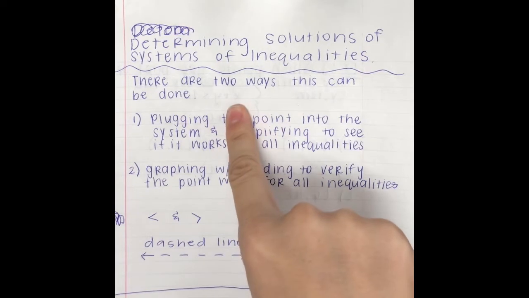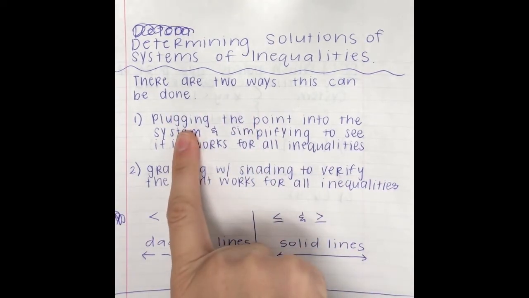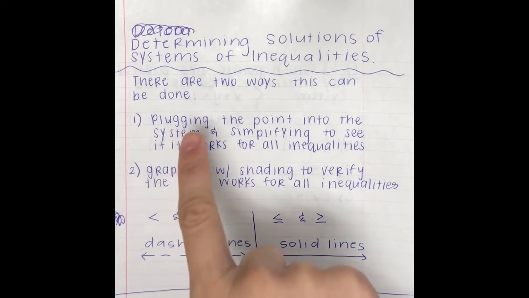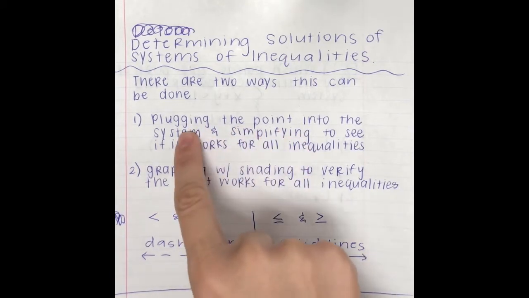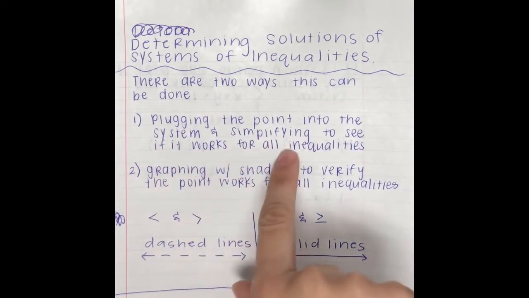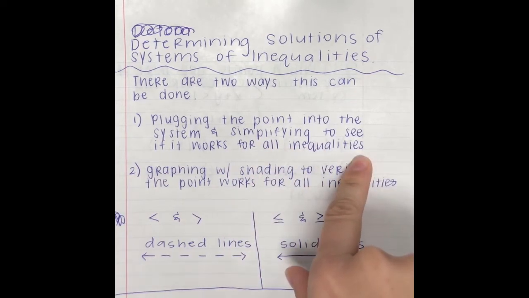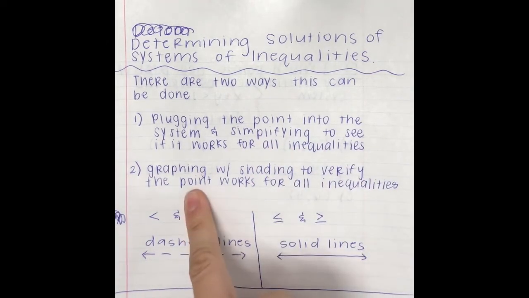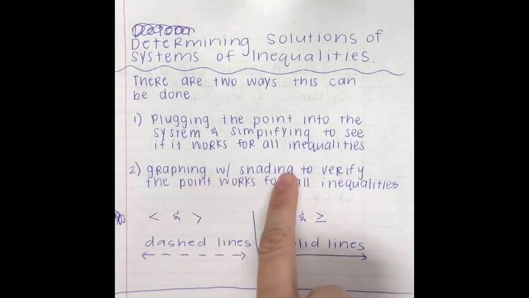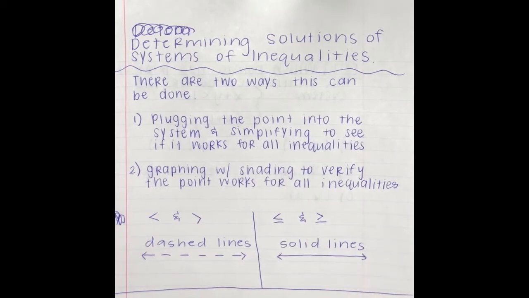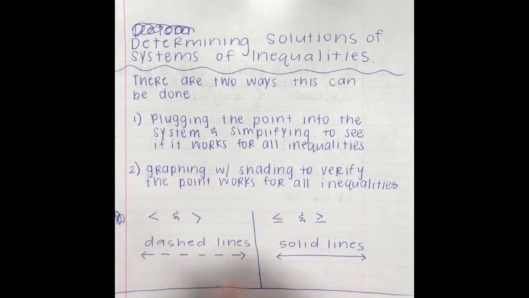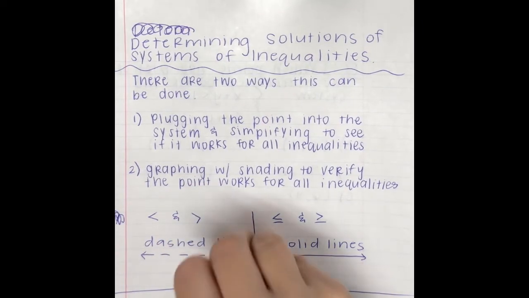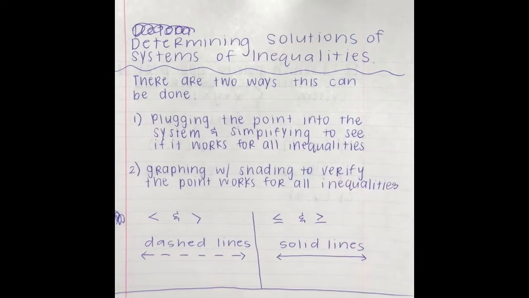So there are two ways this can be done. One way we can figure out whether a point is actually part of our solution set is by plugging the point into our system and simplifying to see if it actually works for all of the inequalities in our system. The second way would be to graph our systems with shading, and then verify by looking at our shaded graphs whether the points work for both or all inequalities, okay? So we'll look at an example in a second.